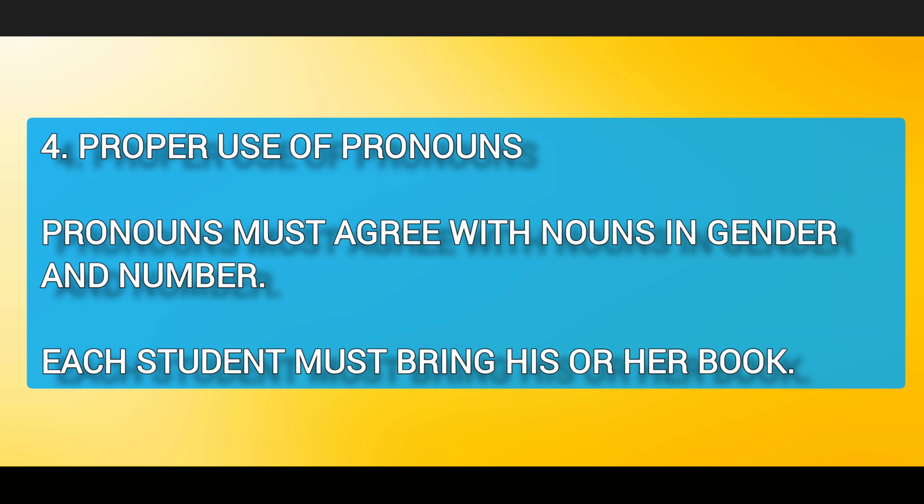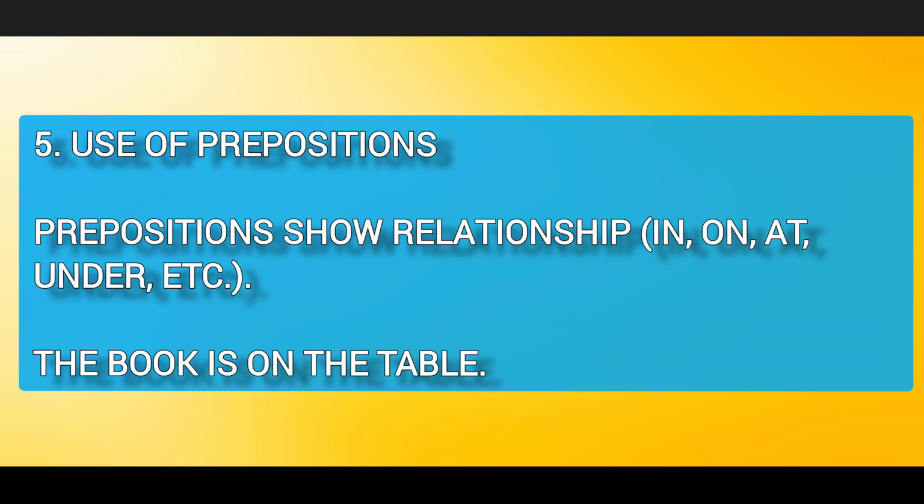And we have the next one here. The next one is use of prepositions. Prepositions show relationship: in, on, at, under, etc. For example, the book is on the table. So it describes where the book is. It is on the table. The book is on the table.